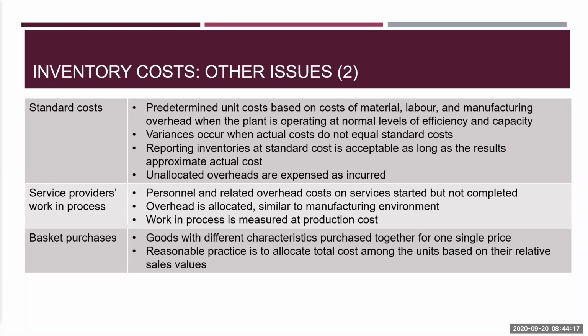Basket acquisition is where the company purchases different types of products or assets with a single price. Now, these goods or assets do have different characteristics. So in that case, we take the selling price or the purchase price that we have paid for these assets and allocate those to the identifiable assets based on their sales value. So that is proration.